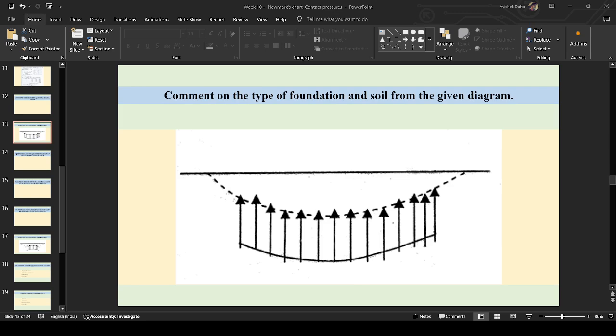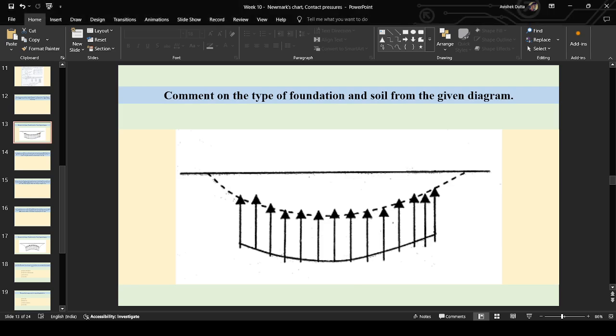Again over here, you have to comment on the type of foundation and soil from the given diagram. The white portion over here represents the settlement and the shaded arrow marked portion represents the variation of the contact pressure. Okay.